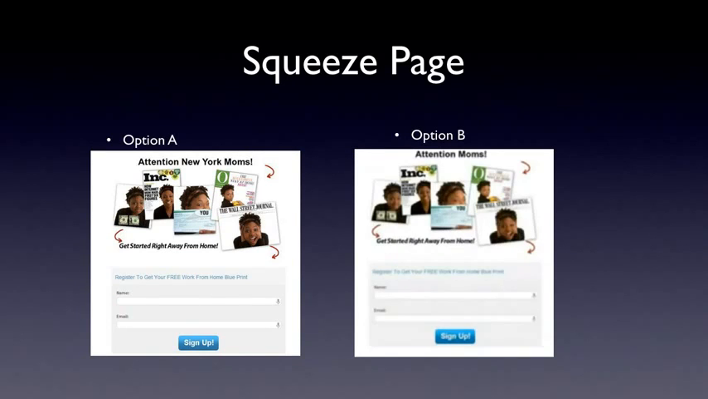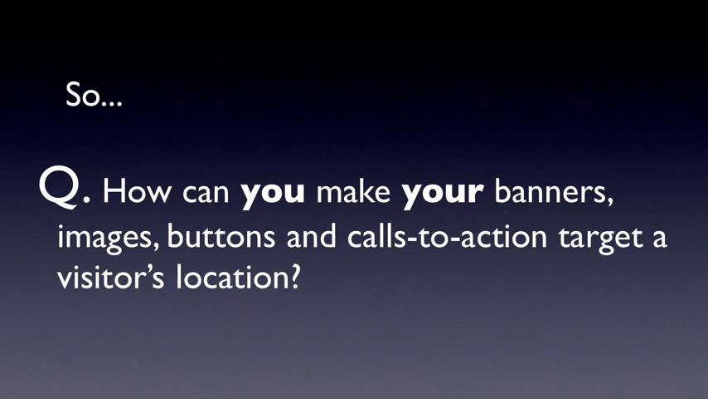The squeeze page, again on the right hand side, it's just saying attention mums, and on the left hand side, of course, it's talking directly to New York mums. This familiarity is really very important. So how can you make your banners, your images, your buttons and your calls to action target a visitor's location?